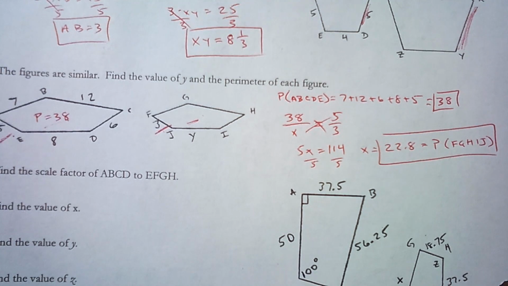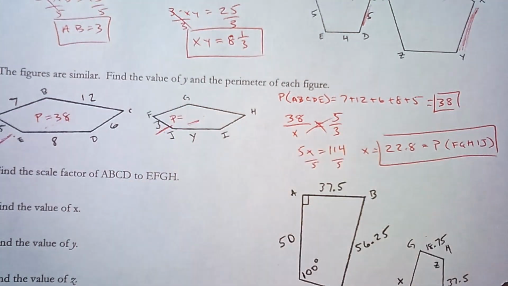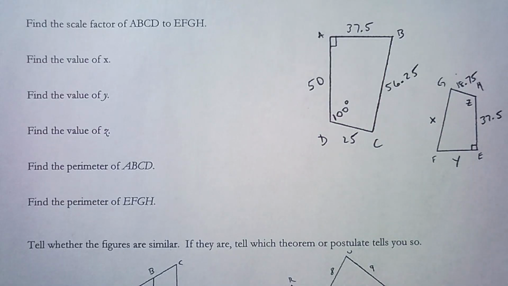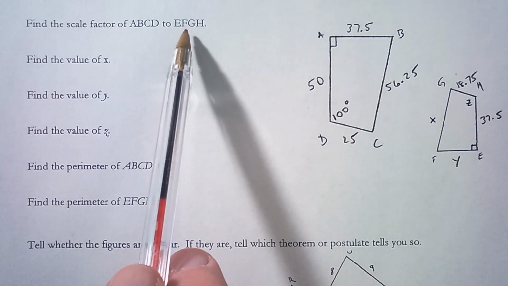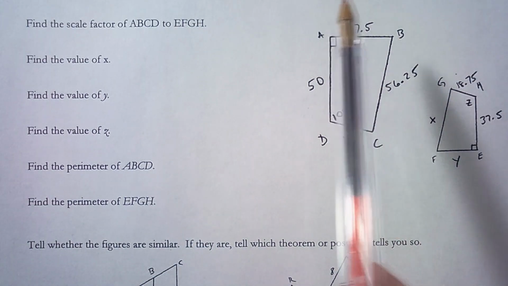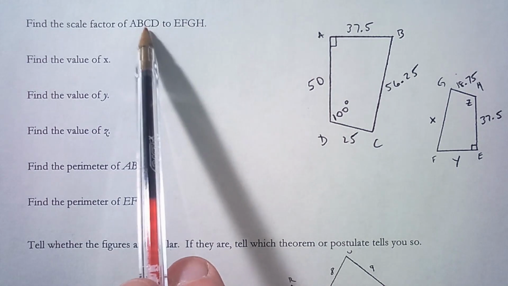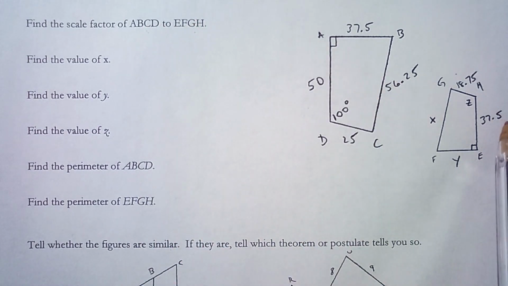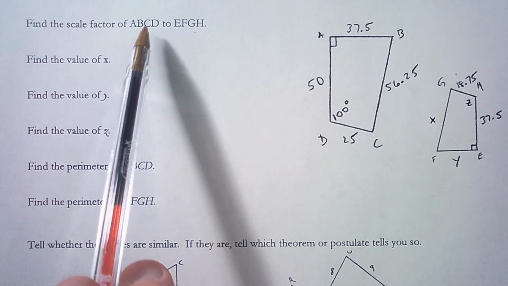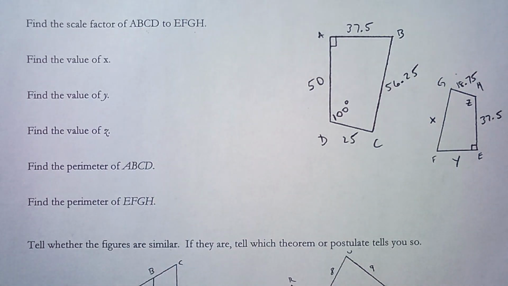Okay, so there's the perimeters of our two figures. So P equals 22.8. So now we have ABCD similar to EFGH. So these are similar, and we're going to find the scale factor of ABCD to EFGH. Now that means ABCD has to have a number that goes on top.